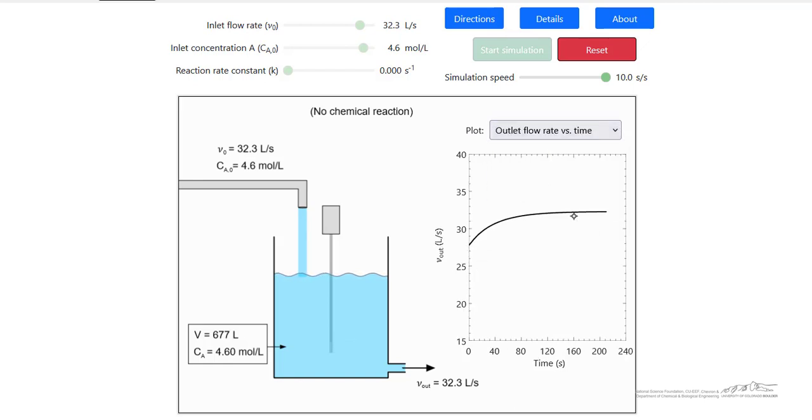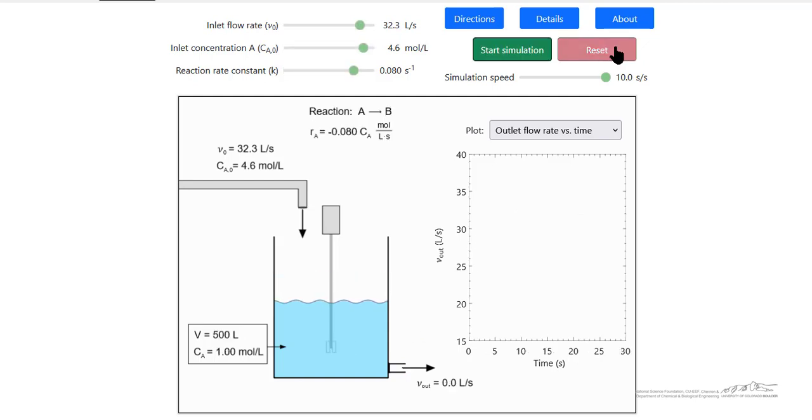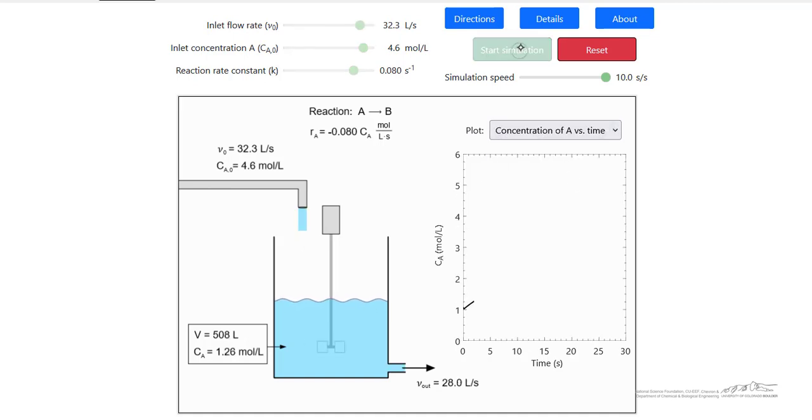We also can look at outlet flow rate. The outlet flow rate increased as the height of liquid in the tank increased until, again, we reached a steady state. Okay, so we can also have the reaction rate constant be a large number. And now if I start the simulation, you see the concentration increases and then starts decreasing and eventually would reach a steady state.